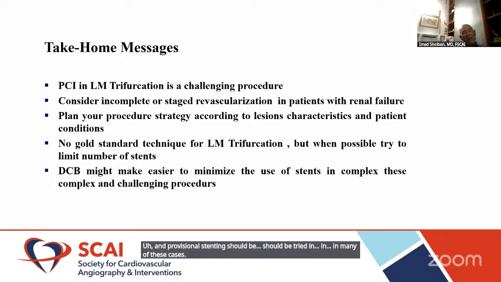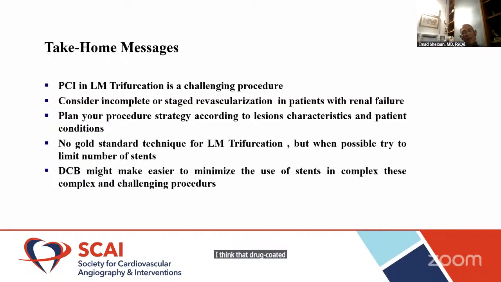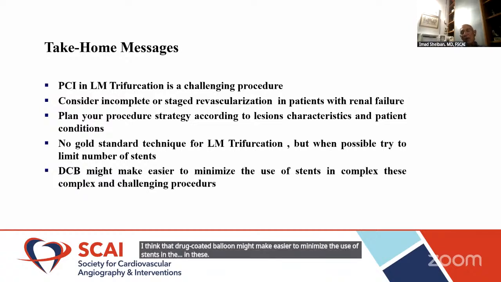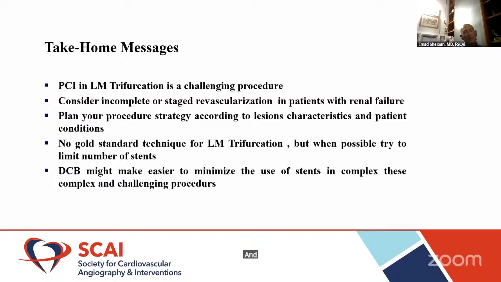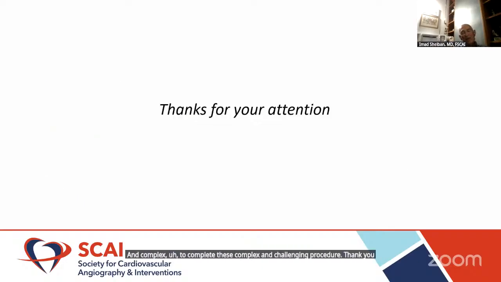I think that drug-coated balloon might make it easier to minimize the use of stents to complete these complex and challenging procedures. Thank you very much for your attention.